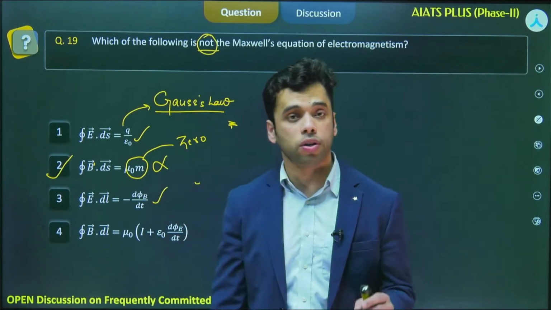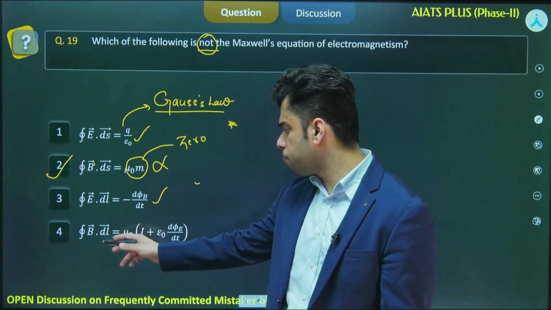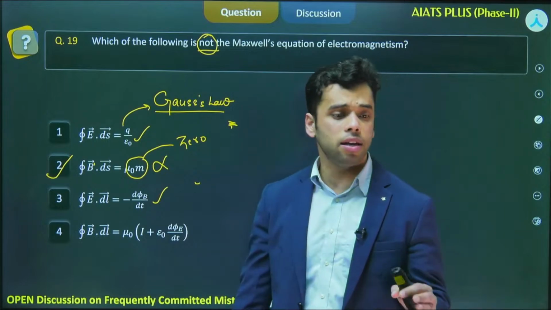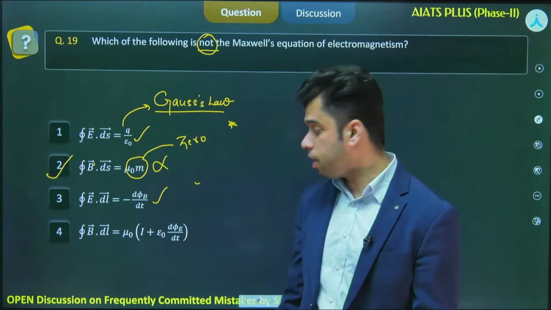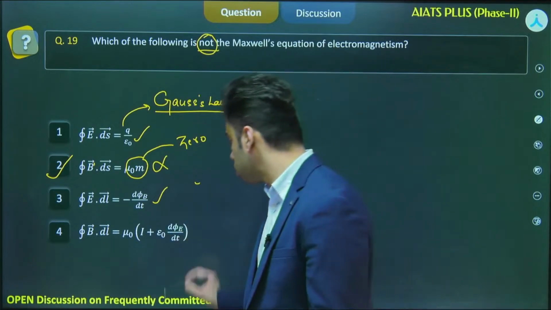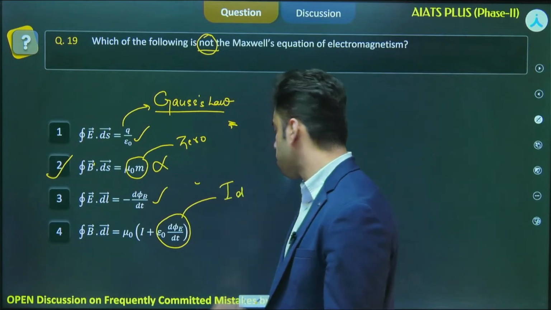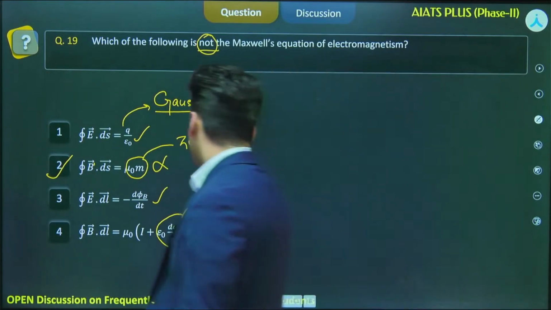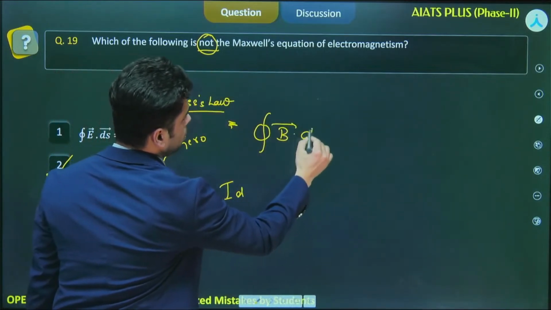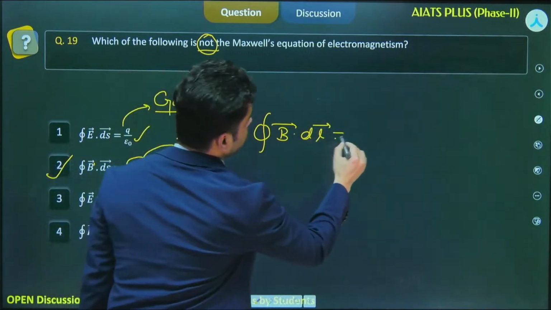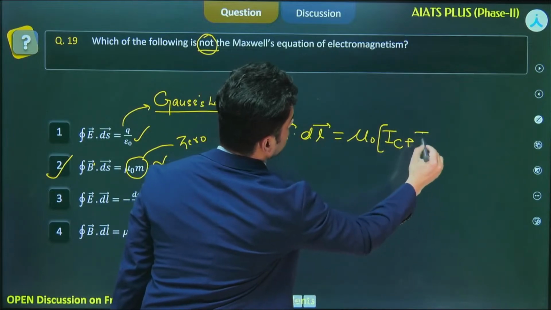Let's talk about the fourth one. B dot dl, again the line integral of magnetic field, is equal to mu naught times I. What is I? It is the modified form of Ampere-Maxwell law. I is your conduction current. Epsilon naught d phi E by dt, what is this term? This term is the displacement current, right? If I want to write it, I will write it like this: line integral of B dot dl is equal to mu naught times IC plus ID.